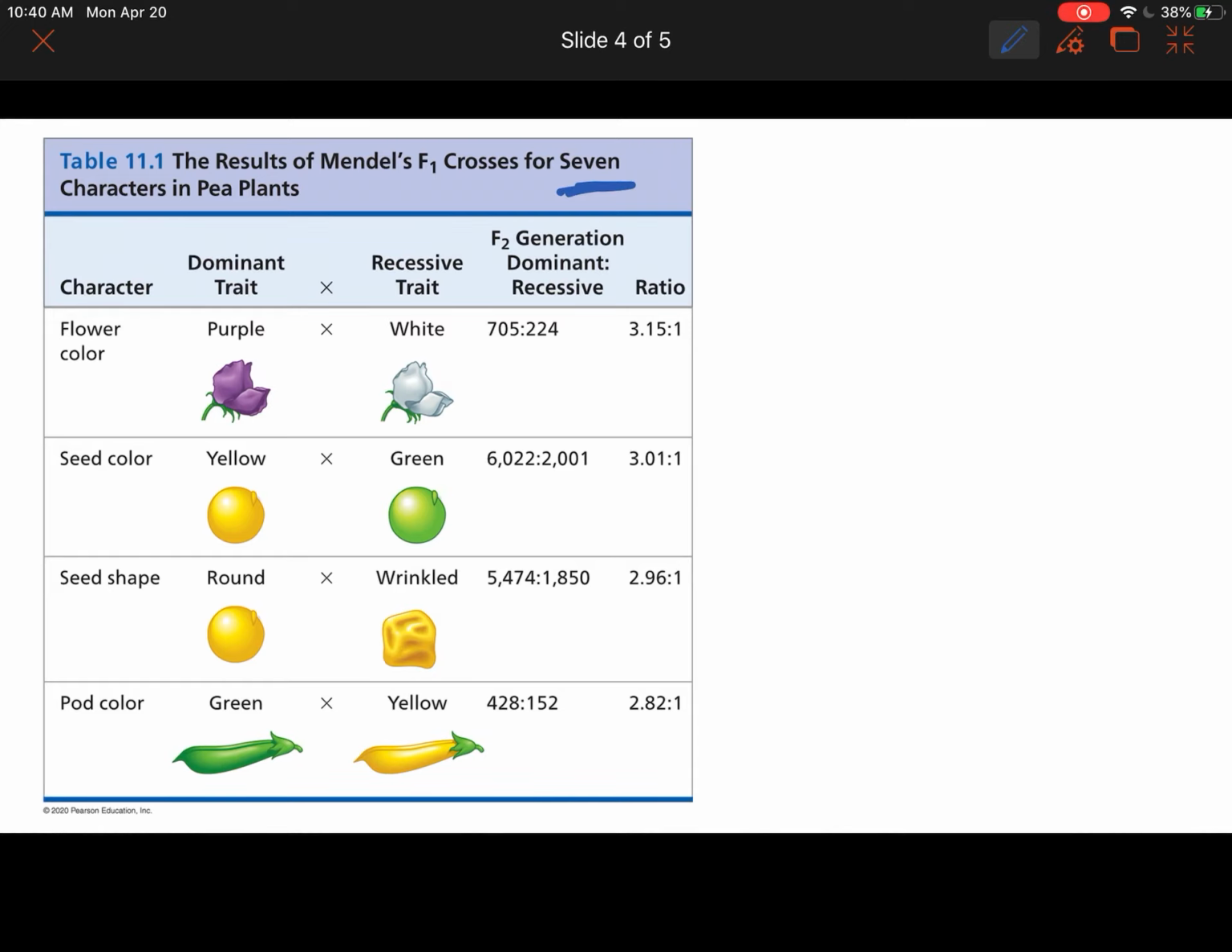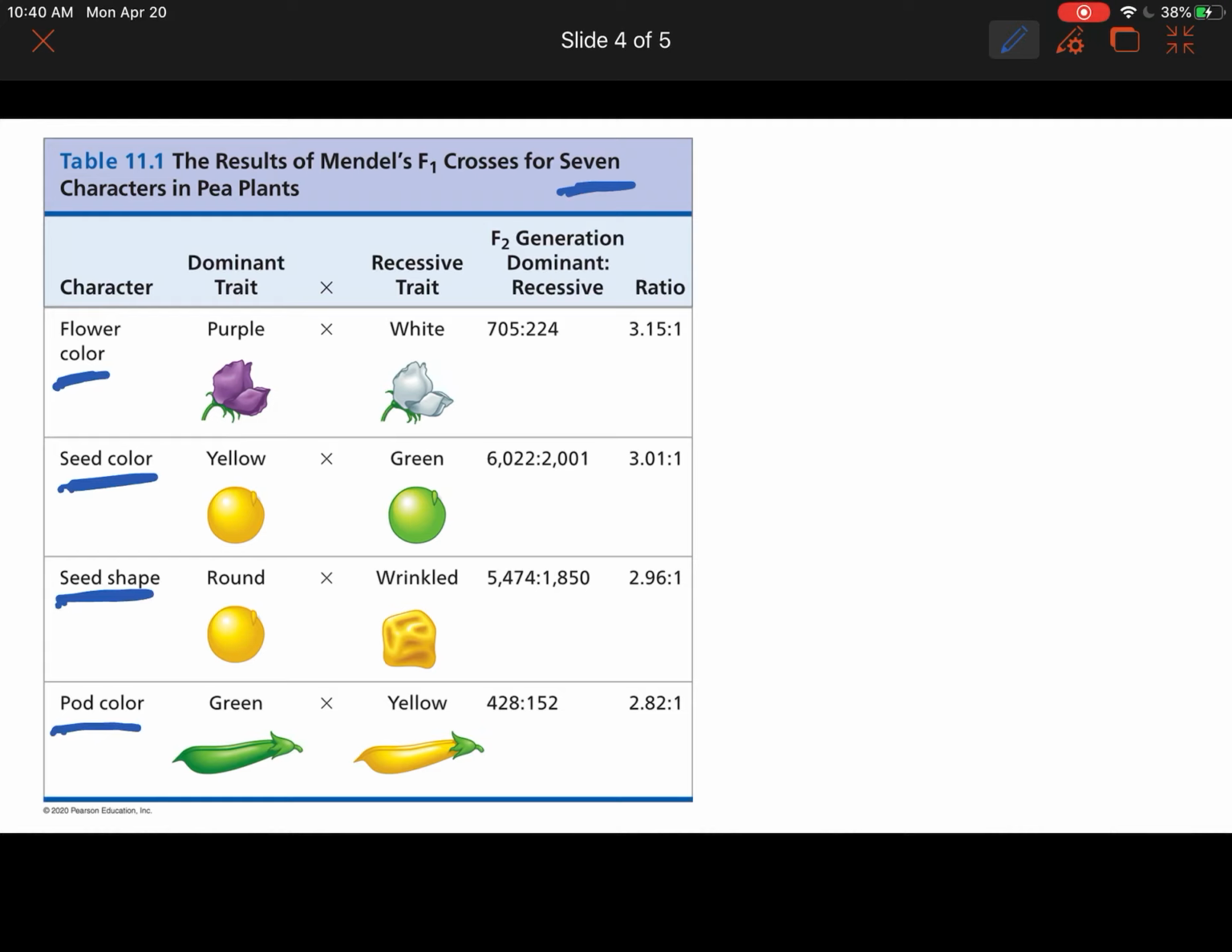Now, Mendel did this, like I said, with multiple traits. Your book has the full figure for the 7 different characteristics in pea plants that Mendel explored. I'm showing you just an abbreviated one with 4, okay? And so we talked a lot about flower color. We could also talk about seed color, seed shape, pod color. All of these traits have 2 different possibilities that are easily distinguished from one another.